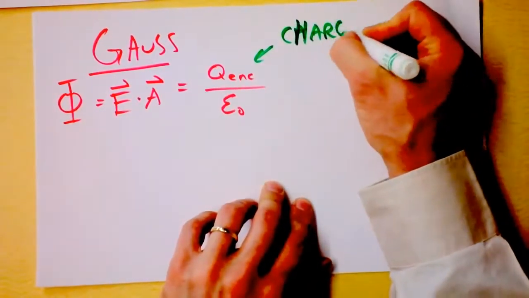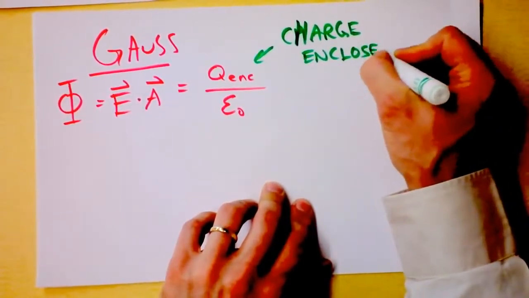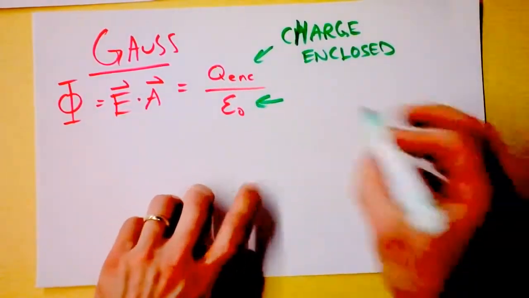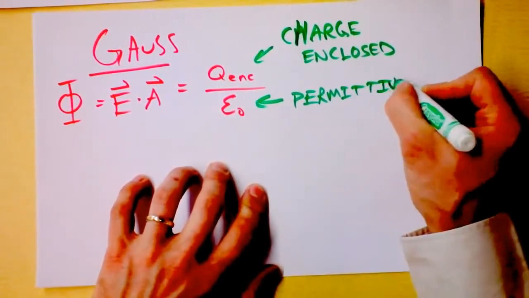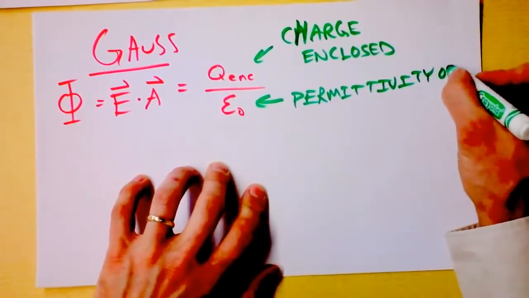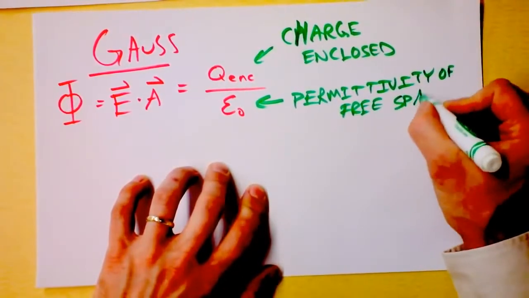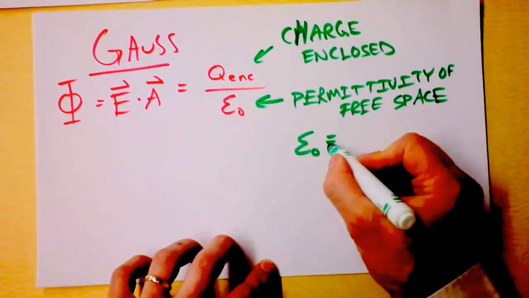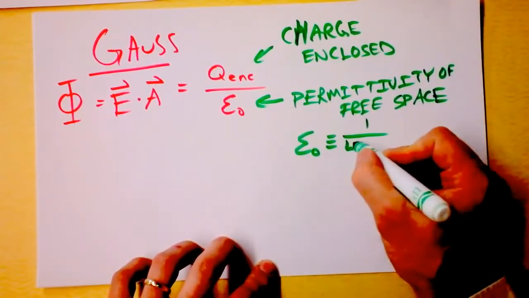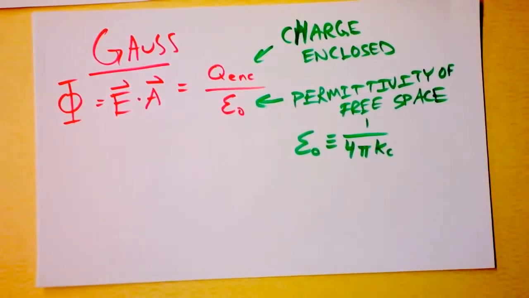Let's call this the charge enclosed. And this is epsilon naught. It's the permittivity of free space. Boy, that's a long one. You can call it epsilon naught if you want. And epsilon naught has this cool property. Epsilon naught is defined to be 1 over 4 pi times Coulomb's constant, which makes a lot of sense in electricity, right?